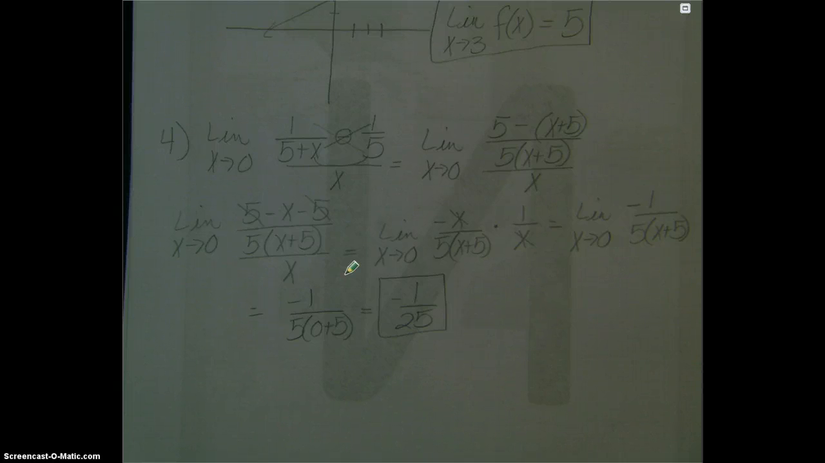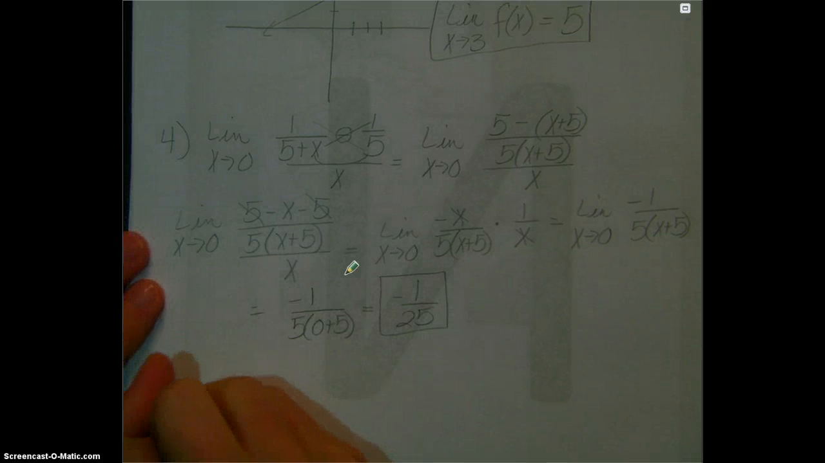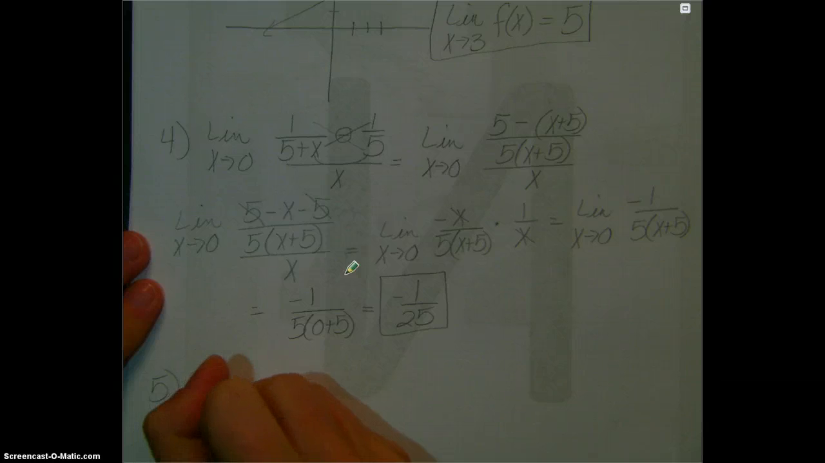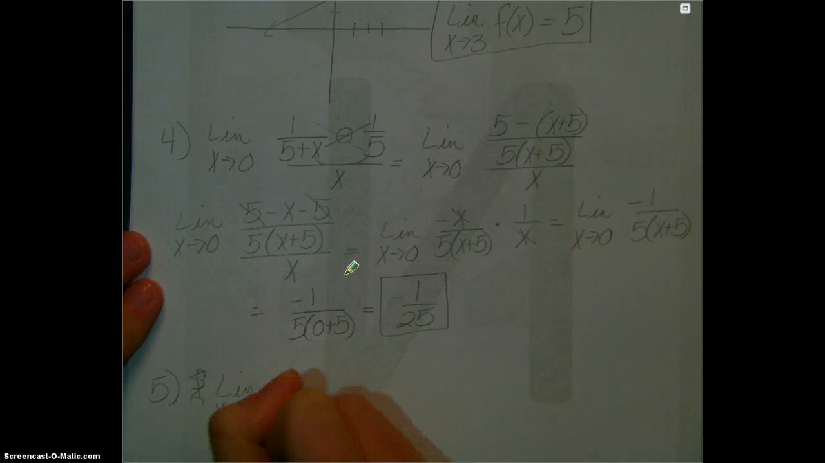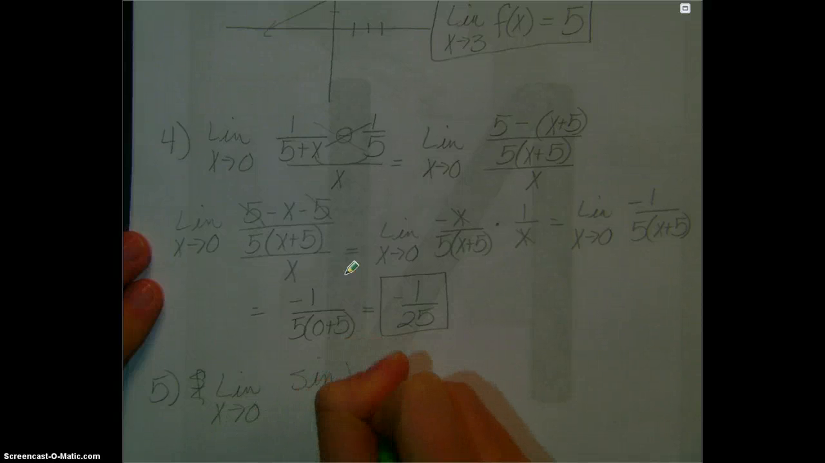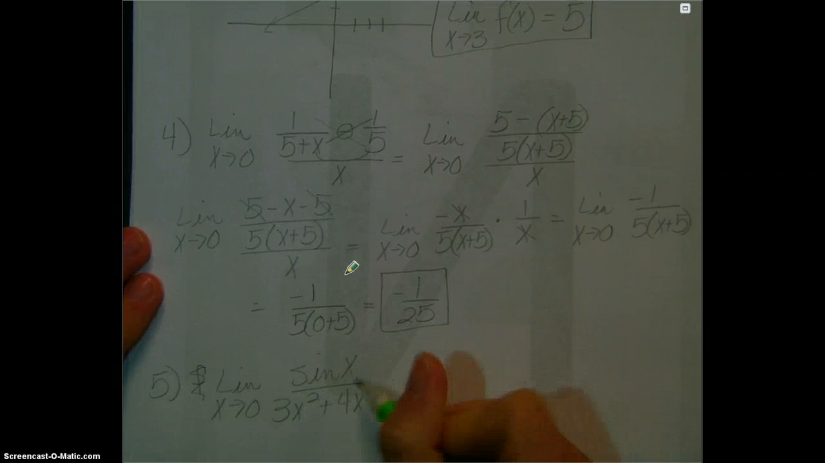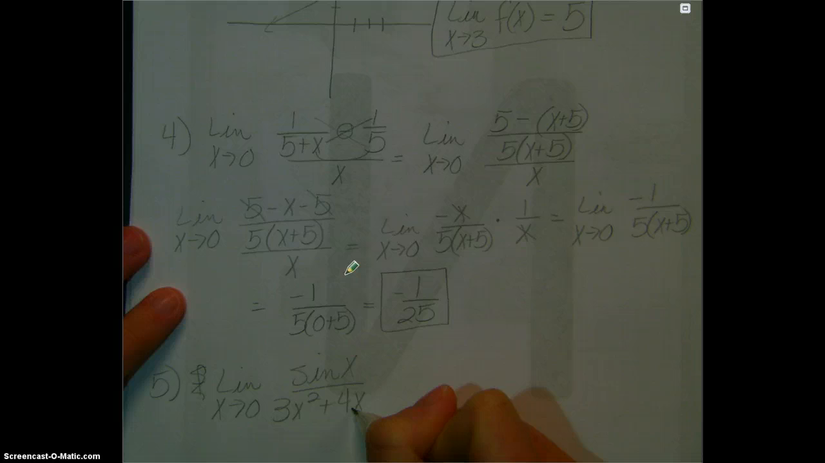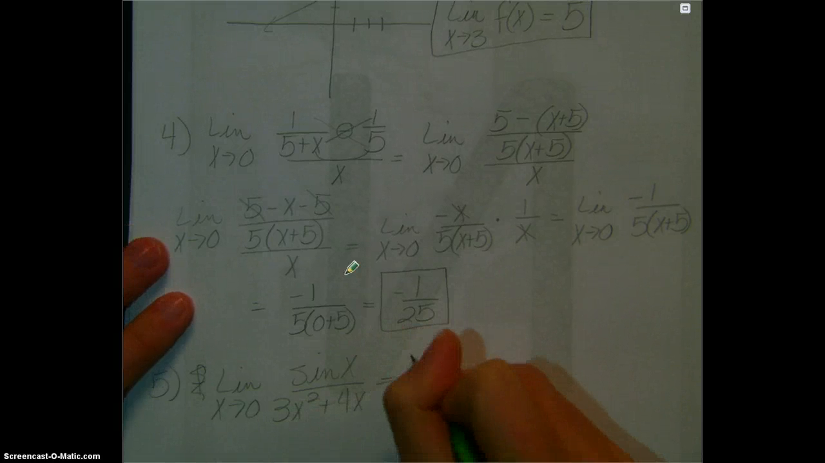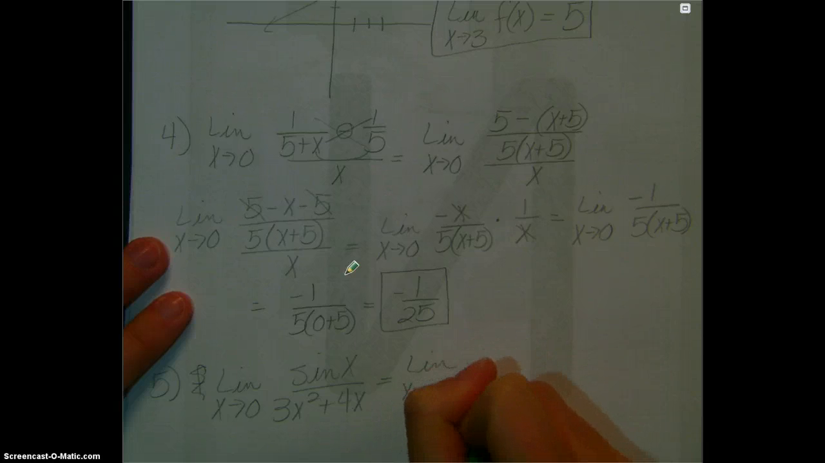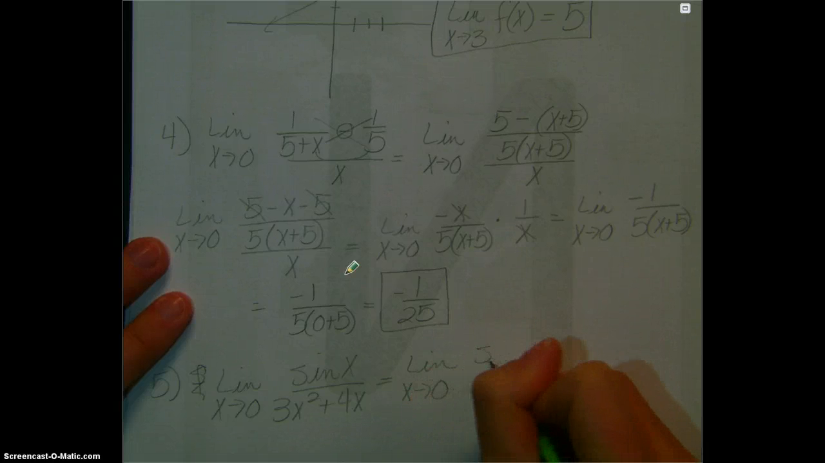Okay, on numbers 5 and 6, we get into some trig functions that I really don't have any way of working with. So on number 5, I'm going to have the limit as x is approaching 0 of the sine of x over 3x squared plus 4x. The only thing that I could do to this is take out a common factor of x in the denominator. Direct substitution is going to give me 0, but watch when I do this that there's really nothing that's going to cancel out with this.